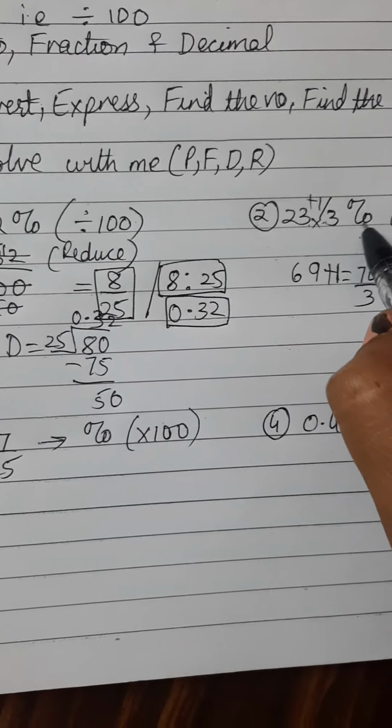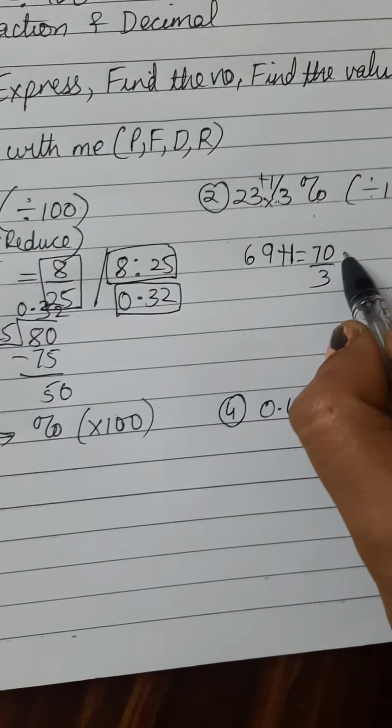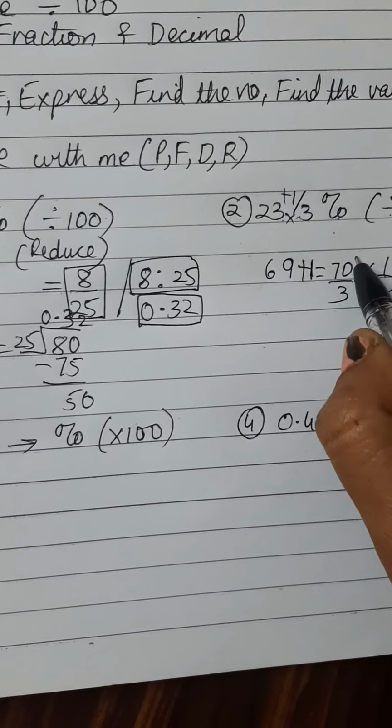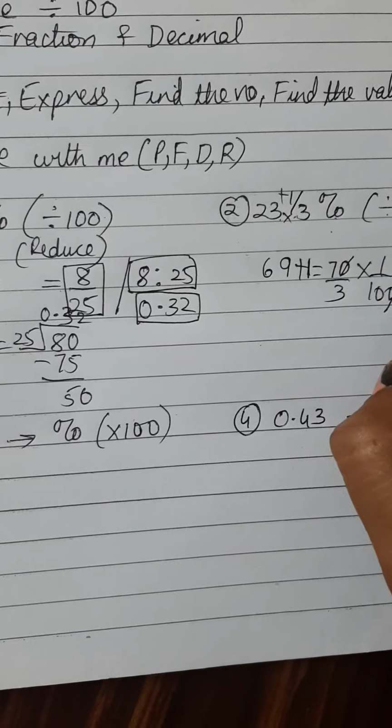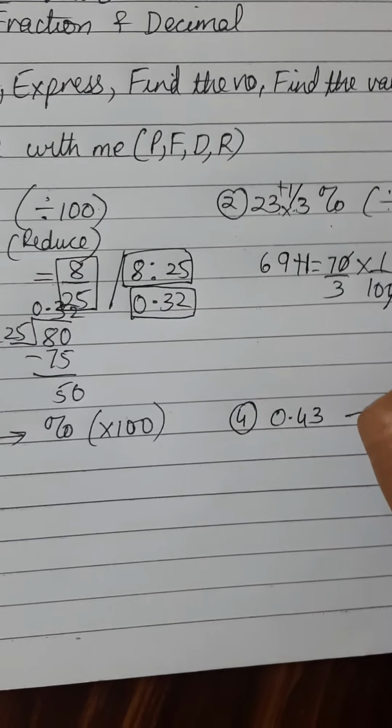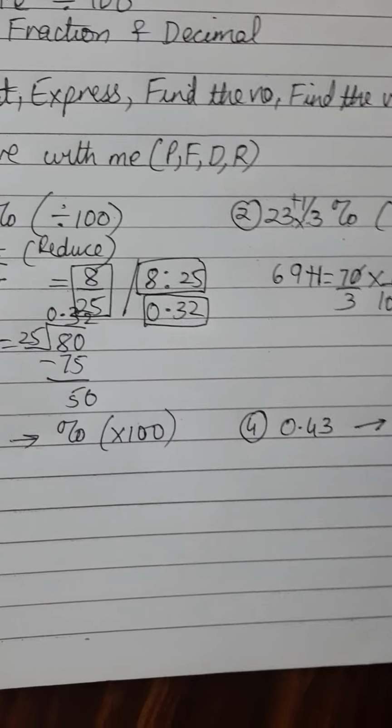Now here it is percent. Percentage means divided by 100. So it will be multiplied by 1 upon 100. Cancel the zeros. Now see if you can reduce it any further. No, we cannot. So it will be 7 upon 30. This will be the fraction form.